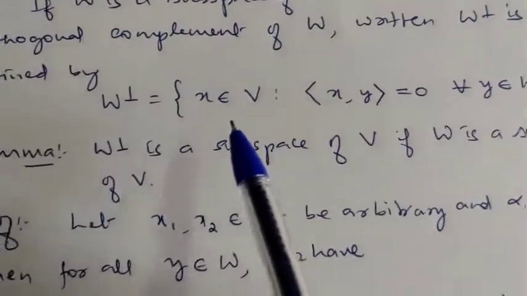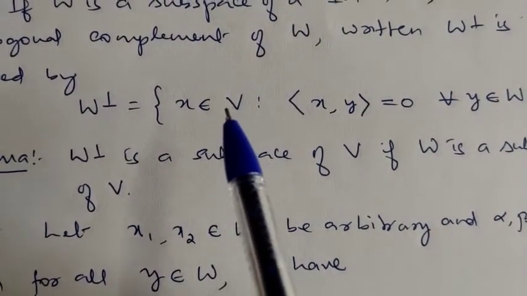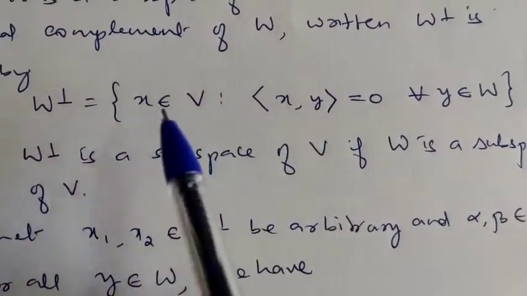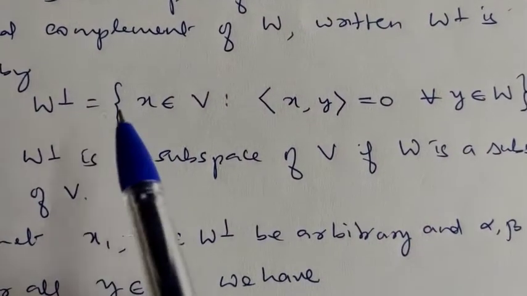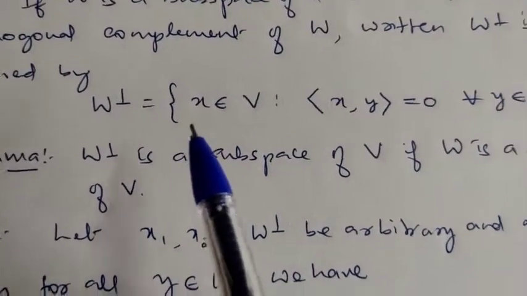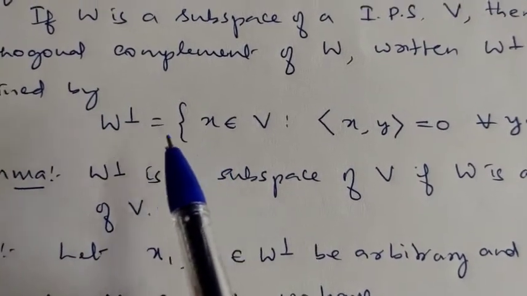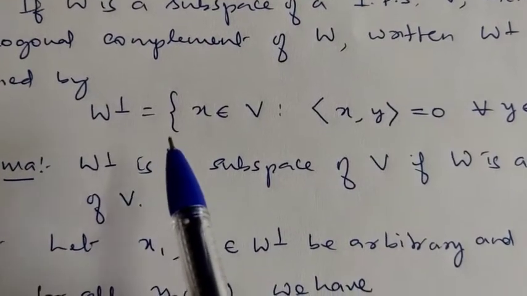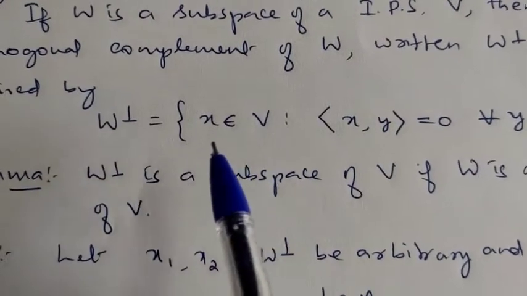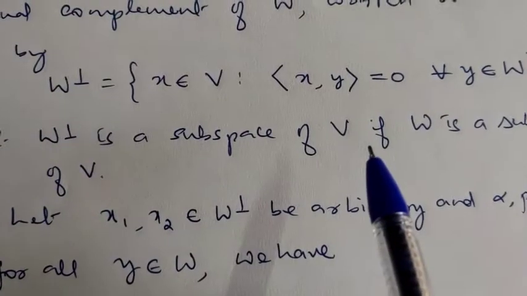Now, can W perp be empty? No, because the zero element belongs to V, and 0 comma y is 0 for every y belonging to W, therefore 0 belongs to W perp. But 0 is also in W because W is a subspace. Therefore 0 is the only vector which lies in both W as well as W perp, so 0 belongs to W intersection W perp. In fact, we can show that this orthogonal complement W perp is a subspace of V.